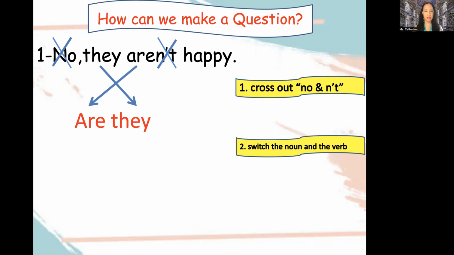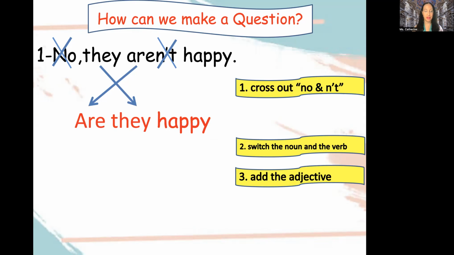So now what happens? We add the adjective. Do you remember where the adjective is? That's right. Happy. Now what do we do? Remember, we're making a question. You add the question mark. Are they happy? So normally we ask the question first, then we answer it, right?